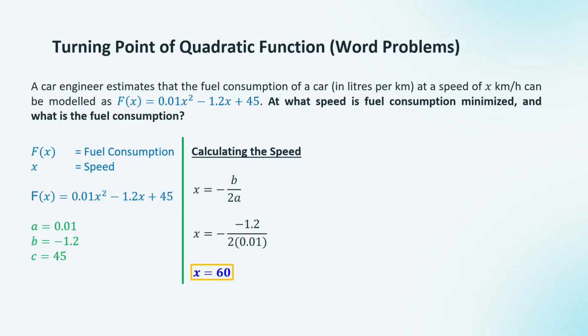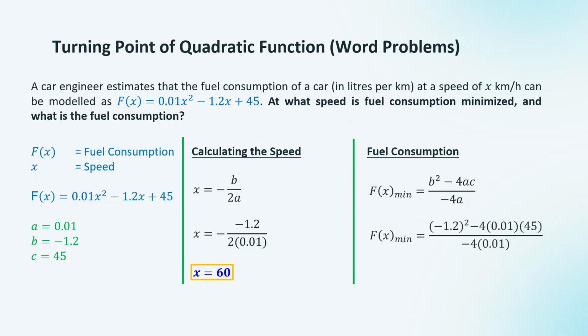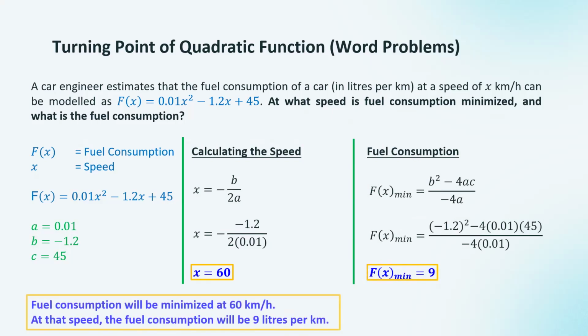Now, what is the corresponding fuel consumption? We can calculate that with the formula we learned before. So since fuel consumption is the y value in this case, we can use the y formula for this. And again, we can input the ABC values. We get that f(x) minimum is 9. In conclusion, we know that the fuel consumption will be minimized at 60 kilometers per hour. And at that speed, the fuel consumption will be 9 liters per kilometer. Okay, so that's how we use this material to answer word problems.